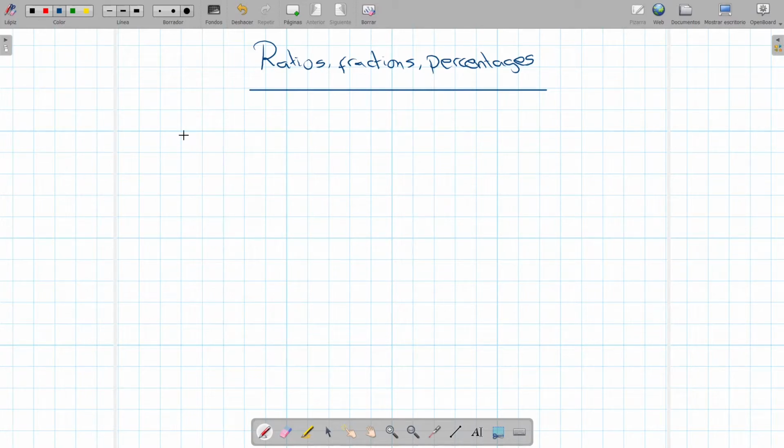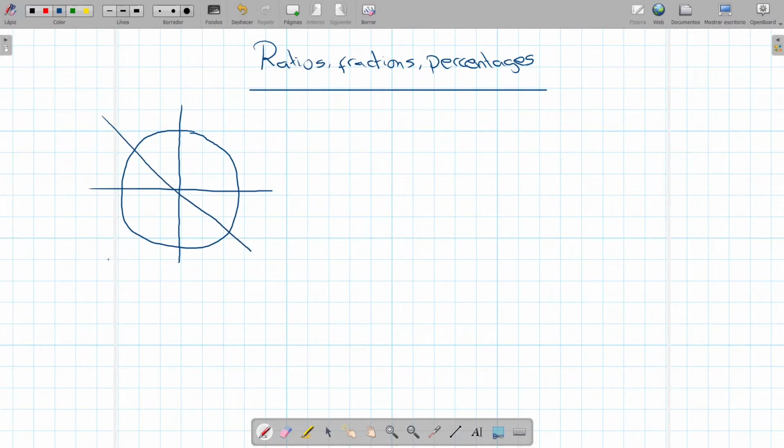Let's use a pizza as an example. Imagine we have a pizza and we cut it like this. Let's suppose the pieces are even. Imagine we have 1, 2, 3, 4, 5, 6, 7, 8 equal pieces, and then imagine that we eat two of those slices.